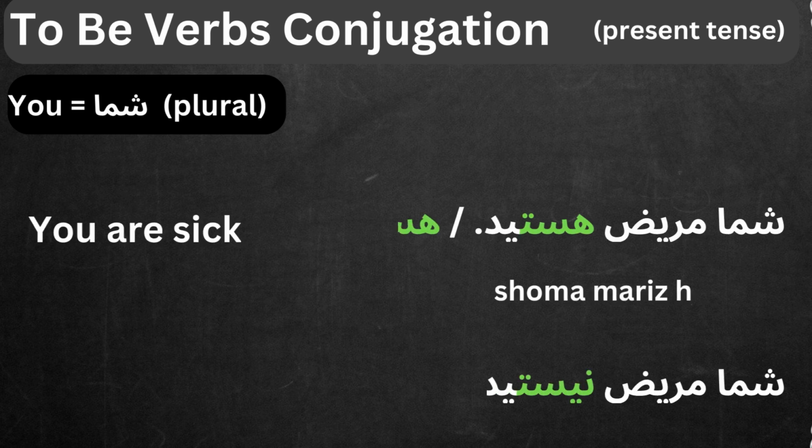Okay, examples with you. You, the plural form, it means شما. It refers to more than one person. شما مریض هستید. You are sick. هستید and هستین, there is one small difference. هستید is formal, هستین is informal. So, شما مریض هستید. The negative form is شما مریض نیستید. Or, in informal way, شما مریض نیستین.